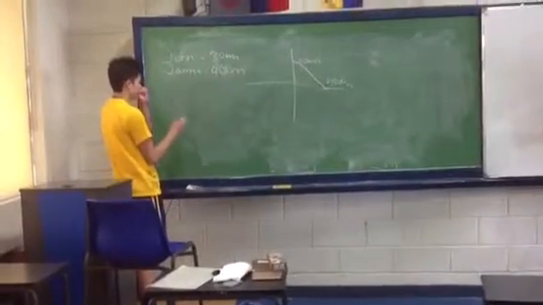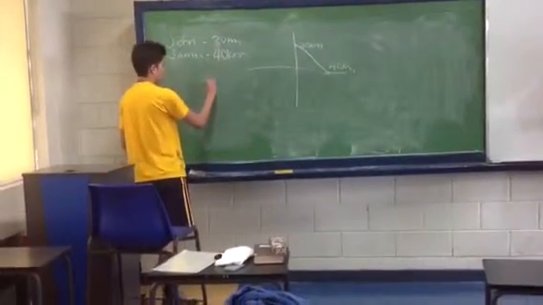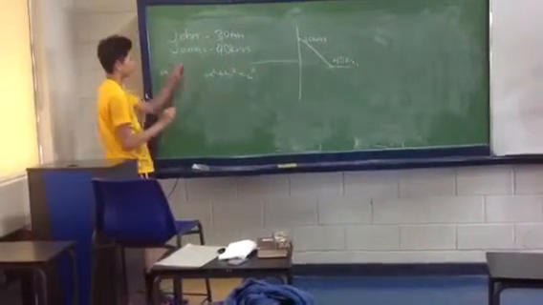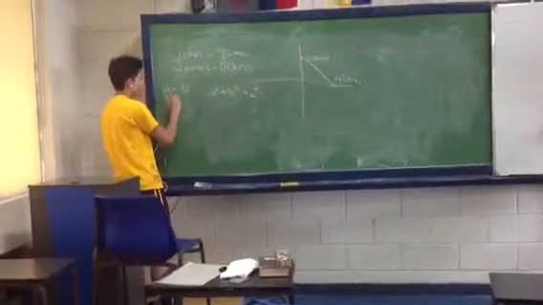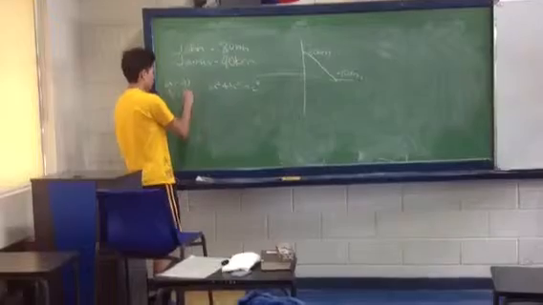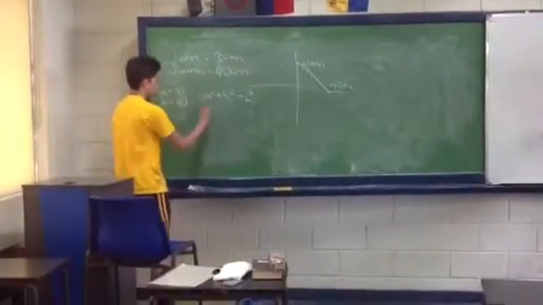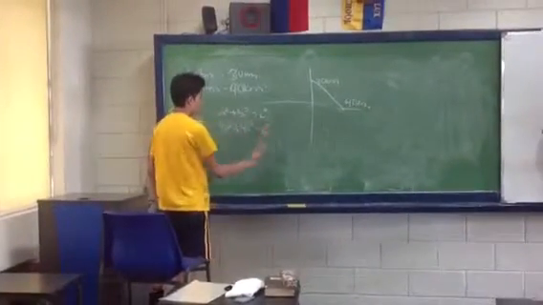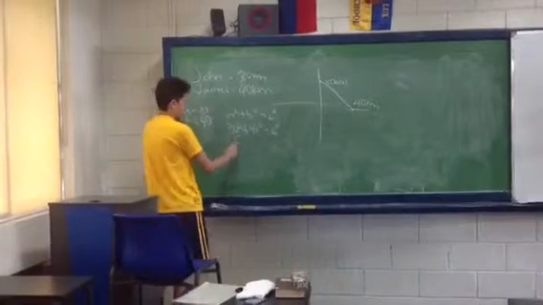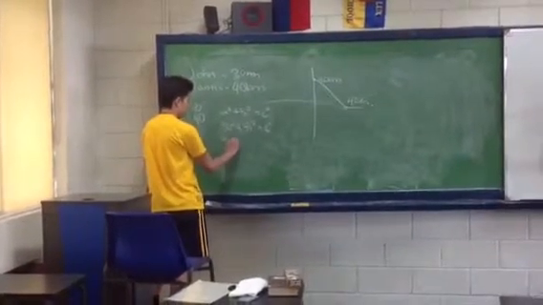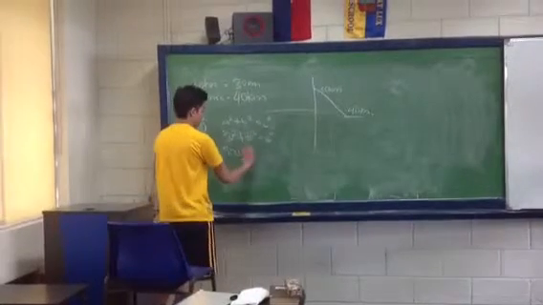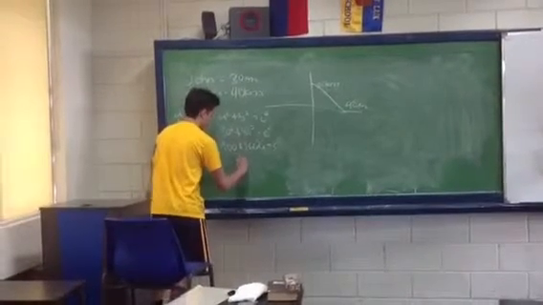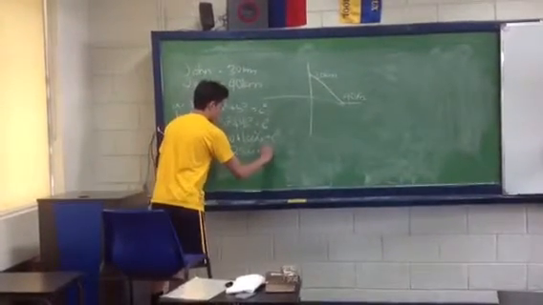To get the displacement, our formula is a squared plus b squared equals c squared, where a equals the total distance traveled by John, which is 30. B equals the total distance traveled by James, which is 40. So we just substitute. That's 30 squared plus 40 squared equals c squared. 30 squared is 30 times 30, which is 900. And 40 squared is 40 times 40, which is 1,600. Add this up and get 2,500 equals c squared.